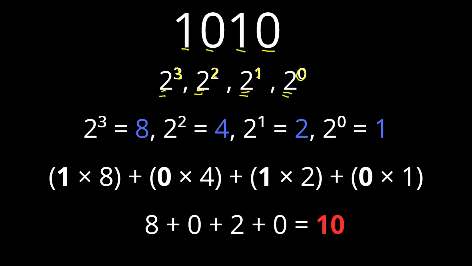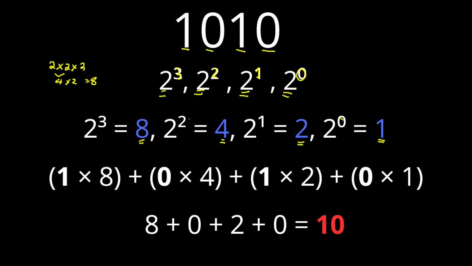Now we need to calculate these powers. 2 to the 0 power will always give you 1. 2 to the first power will give you back itself, 2. 2 to the second power, we need to multiply 2 by itself 2 times. 2 times 2 will be 4. 2 to the third power, 2 times 2 times 2. 2 times 2 is 4. 4 times 2 will give you 8.